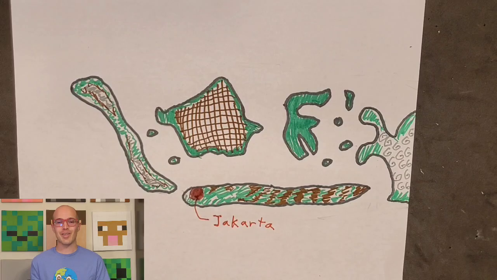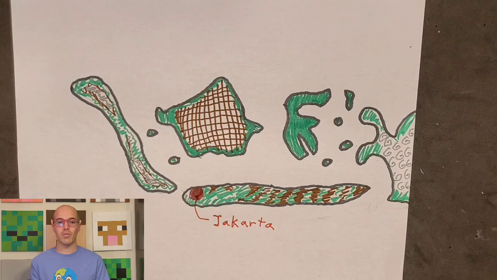Today, we're going to learn how to draw a map of Indonesia, a beautiful and diverse country located in Southeast Asia. Whether you're a student working on a project or just interested in geography, this step-by-step tutorial will help you create your very own map. Let's get started. Indonesia consists of over 17,000 islands. We'll focus on the major ones.